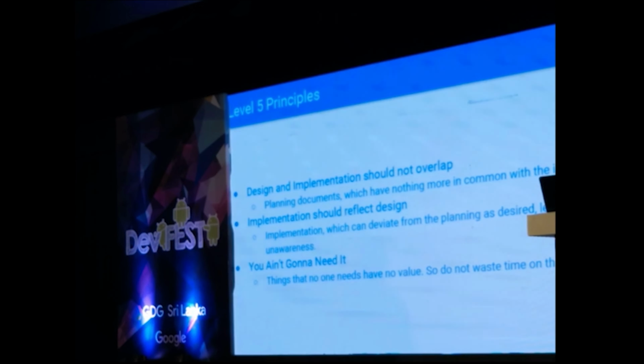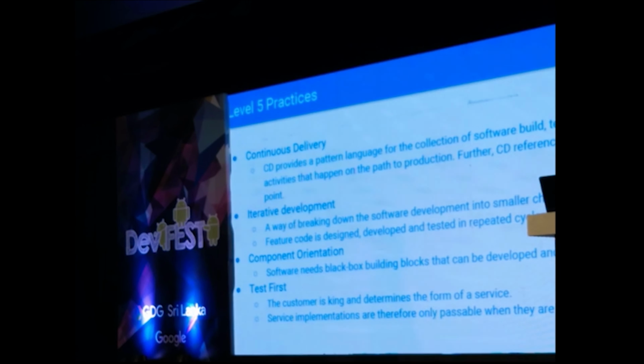And implementation should reflect design. That means once you do it, it has to match the design. And finally, you ain't gonna need it. That means there are a lot of functionalities that do not add business value. So those things are not being developed in usual development environments. That is taken as a part of backlogs and all those things in Scrum, if you know it. But just keep in mind. And those are the practices in there.